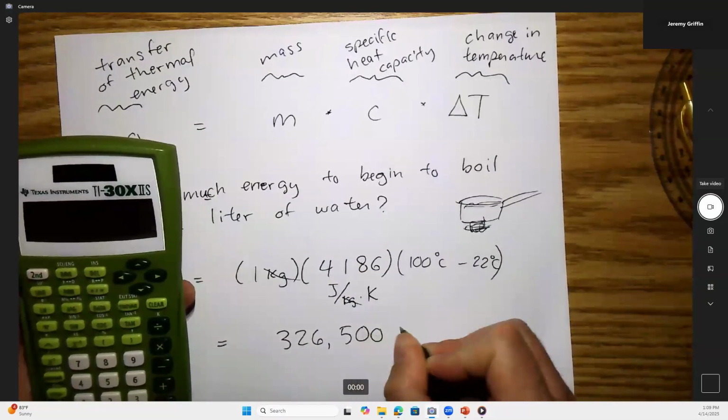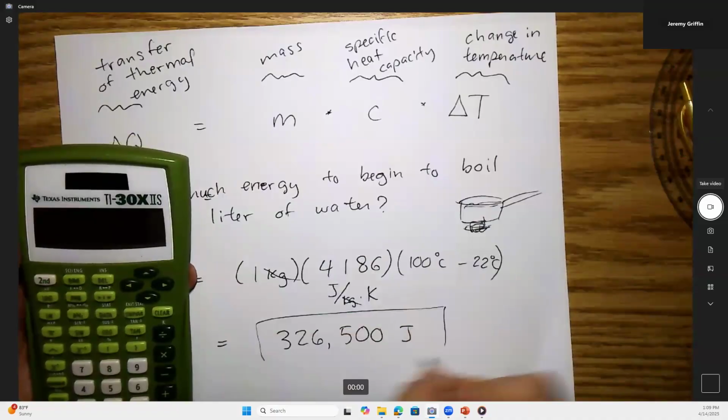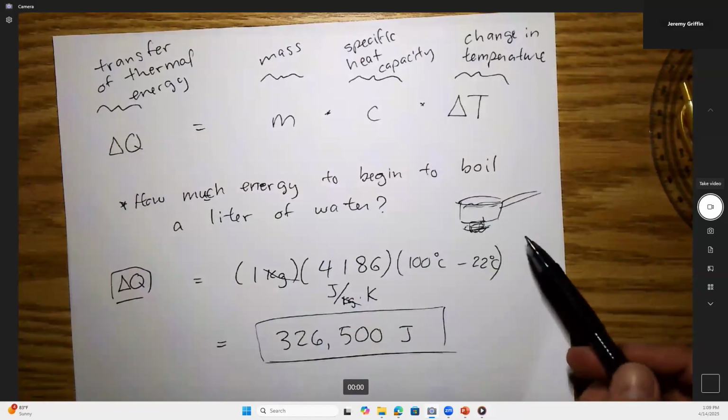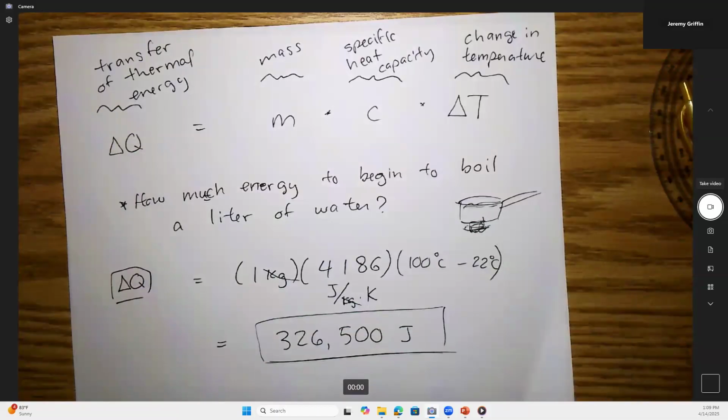I'm looking at 326,500 something joules. Woo! So that might represent how much propane you had to buy if it's a flame. That might represent how much energy you have to buy from the utility company. This is a range. That's how much energy it takes to bring the water to begin to boil. All right, you guys got that?